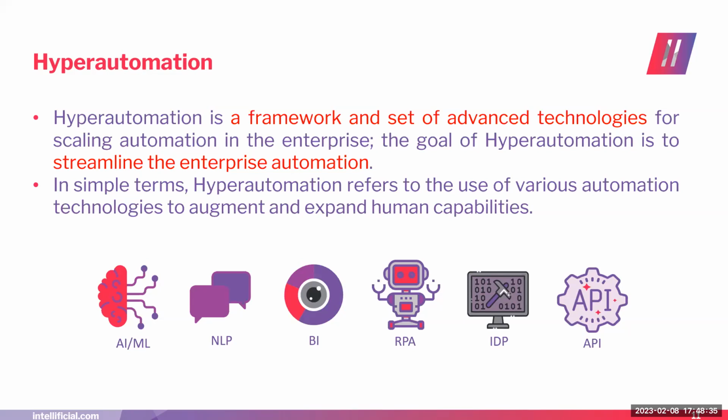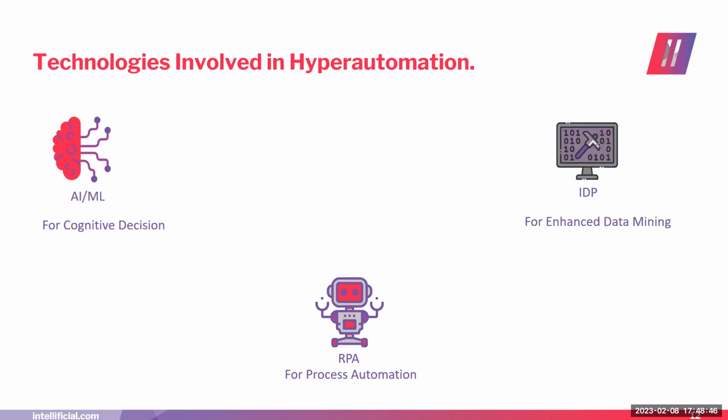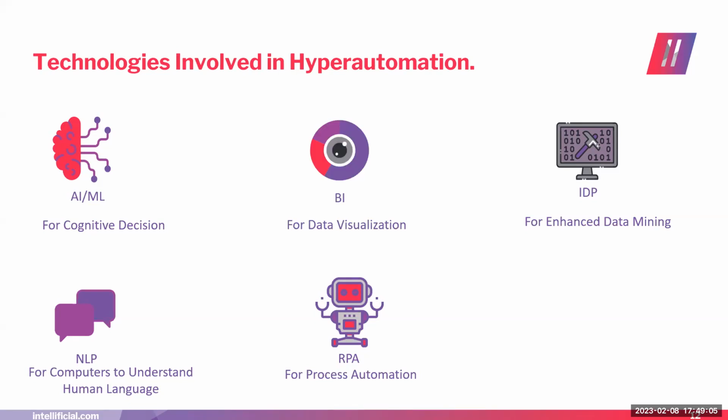So let's understand what these are. AI and ML are technologies used for cognitive decisions. RPA is for process automation, as I suggested. And IDP is for enhanced data mining, that is intelligent document processing. And NLP, natural language processing, is for computers to understand human language. For example, your Alexa, your Siri on your iPhone, and Google Assistant on your Android mobiles are all NLP based. And BI is business intelligence for data visualizations; Power BI and Tableau are all BI software.